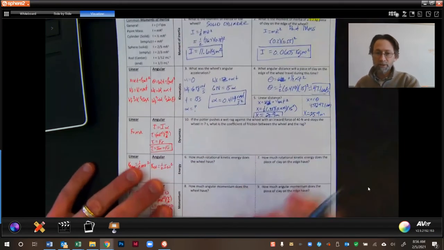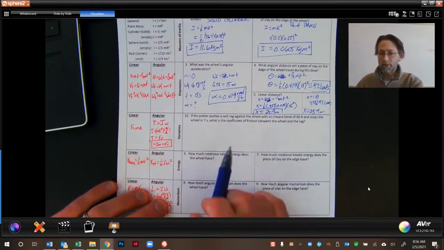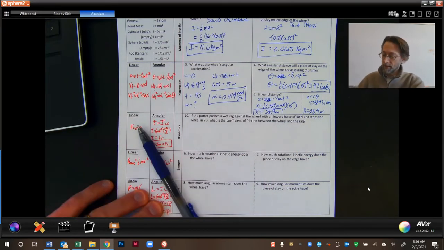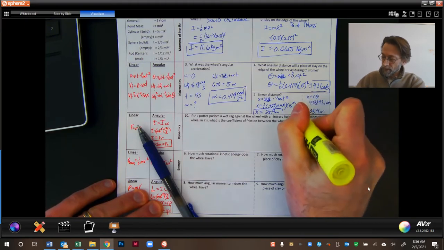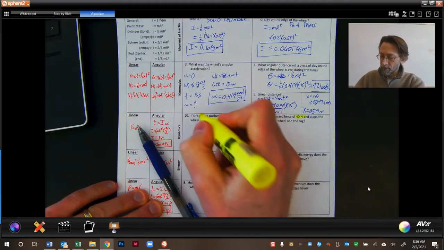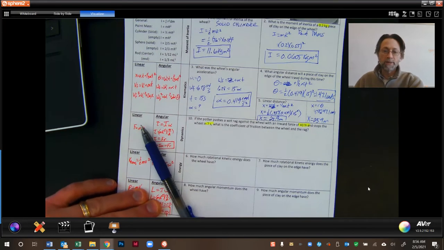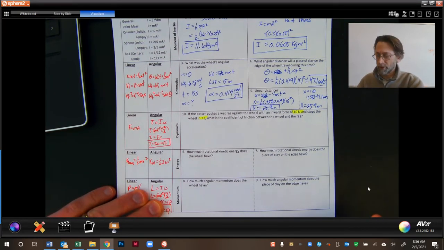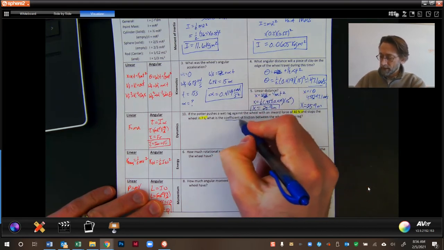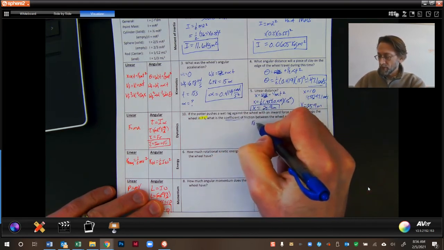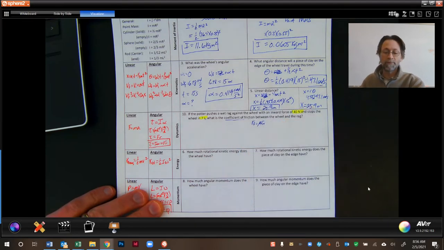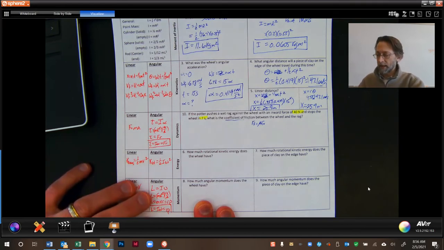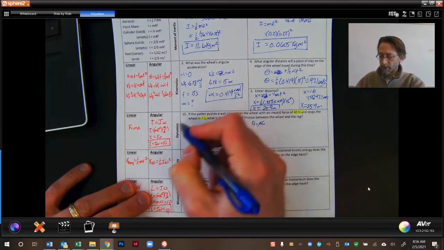Now, moving into dynamics. If the potter pushes a wet rag against the wheel with an inward force of 40 newtons, so that's going to be a given that I have, an inward force of 40 newtons, and stops the wheel in 7 seconds, what is the coefficient of friction between the wheel and the rag? Okay, so I'm looking for coefficient of friction. I'm mentally thinking through that, saying at some point I'm going to have to say the force of friction is mu force normal, right? So the force of friction is mu force normal, which means that I'm looking at a torque on this because I'm dealing with forces.